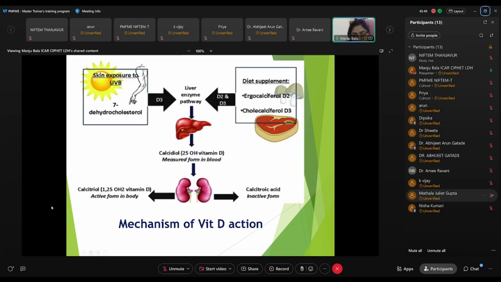I just wanted to show how these vitamins are formed in our body. Earlier we used to take plenty of sunlight, and whatever precursor, cholesterol, every cell of our body can make cholesterol. From this 7-dehydrocholesterol, in the presence of sunlight, we can make D3, the biologically active form. D2 and D3 are ergocalciferol and cholecalciferol. These are the biologically active forms which work in our body, going to the liver and acting on the kidney and all kinds of organs. They are required for our body.